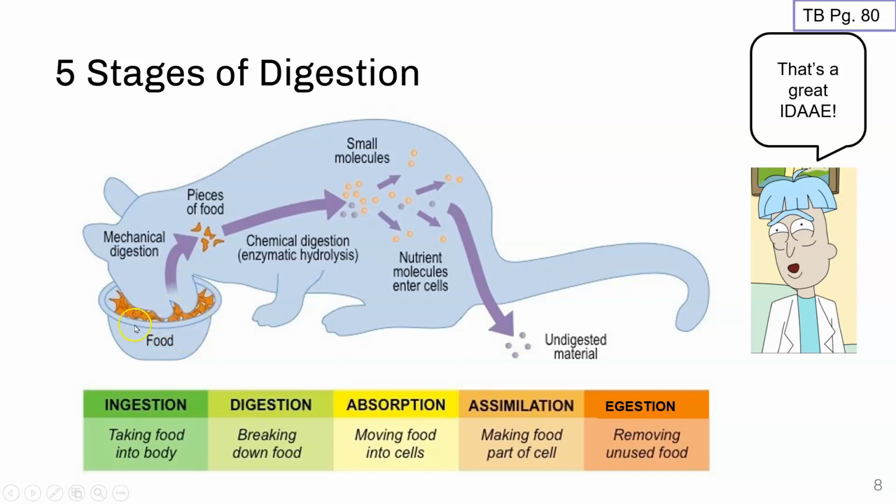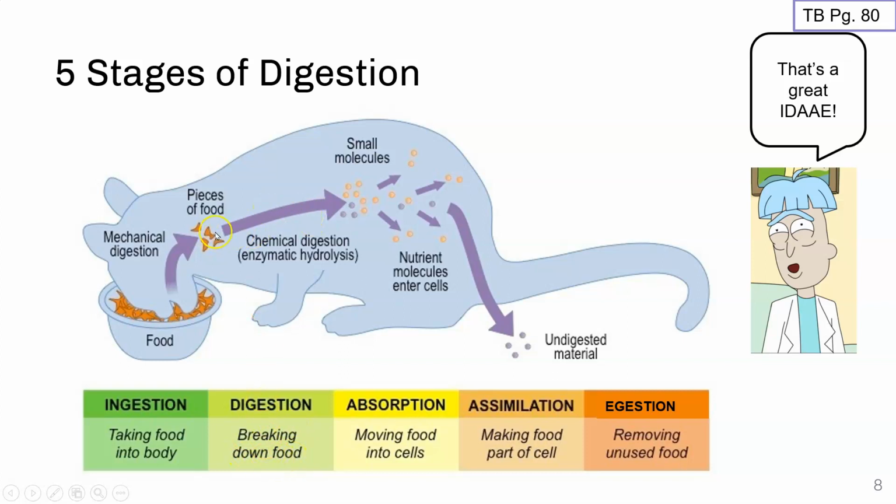Okay, so let's say you feed it some kibbles or something. When you feed it, when it's eating, the process is called ingestion. So the food is going into the body. So it's taking food into the body. Now what will happen after that is that the food will then be digested. So the process is called digestion. And digestion just simply means breaking down of food into smaller, simpler compounds.